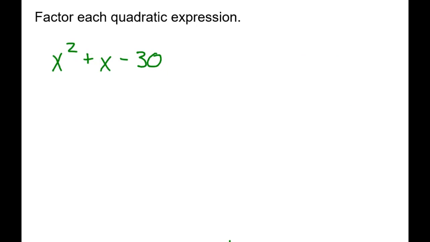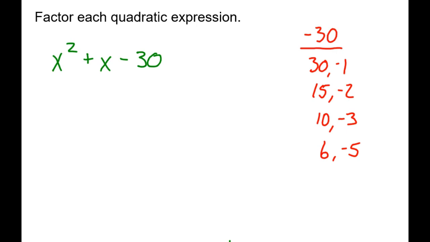In the next example, we have x squared plus x minus 30. So I look at my value of b, it's positive, and my value of c is negative. So I know one of my factors has to be negative, one of them has to be positive, and since my middle term is positive, I know the larger absolute value of those two factors must be positive. So I make my list of factors for negative 30 such that the larger of those two factors is positive.